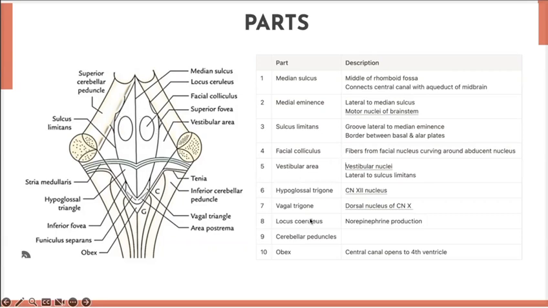Some things that you should know importantly are the facial colliculus, and these are fibers from the facial nucleus that curve around the abducent nucleus, so the abducent nerve, which is the sixth cranial nerve. Another important area is hypoglossal trigone, which accommodates the hypoglossal nerve nucleus. Vagal trigone we have for the vagus nerve nucleus. And yeah, those three things are the most important ones.